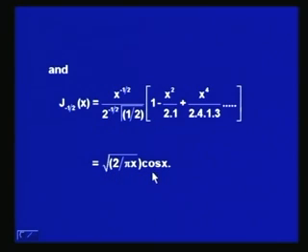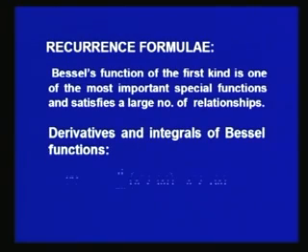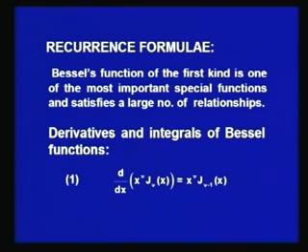The Bessel functions of first kind possess some very important relationships. We are going to study the relationships which the Bessel functions of first kind satisfy. So, let us first see that d over dx of x to the power nu into J nu x is equal to x to the power nu into J nu minus 1 x.